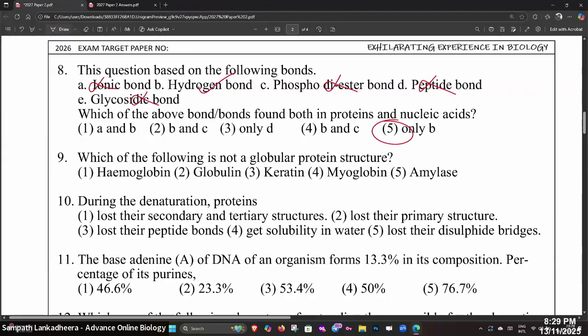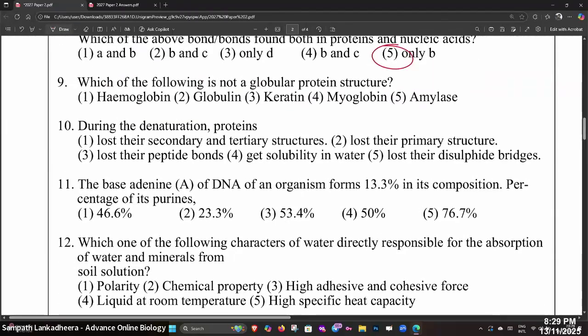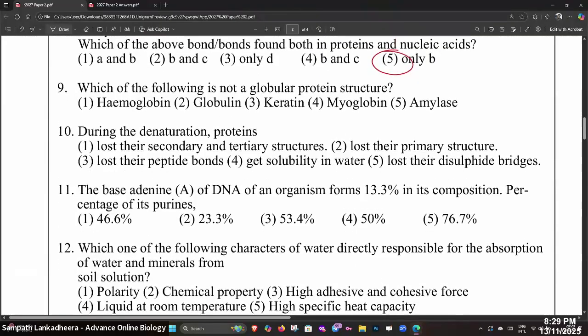Question number 9. Which of the following is not a globular protein structure? Hemoglobin, globular. Globulin, globular. Keratin is not. Myoglobin, ball-like. Amylase is an enzyme and globular. So we have the answer, third one, for question number 9.